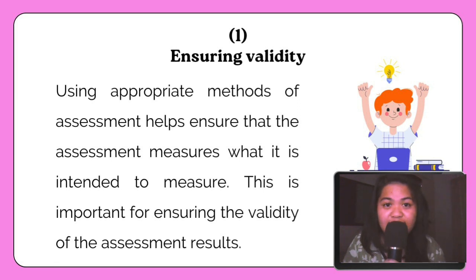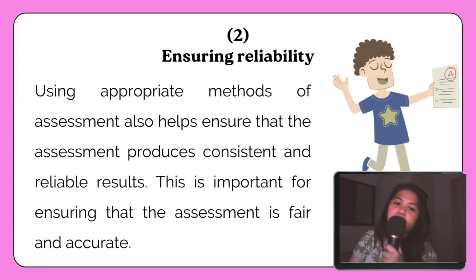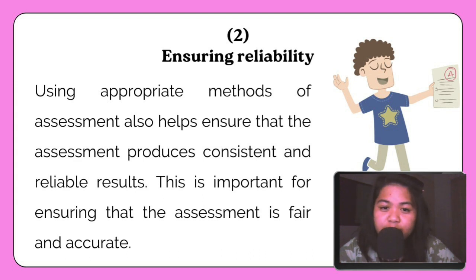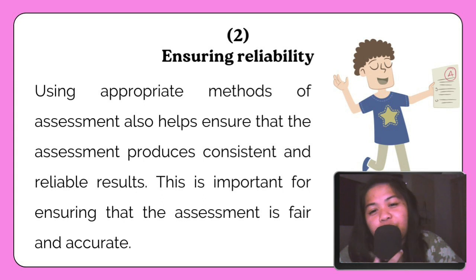So number two is ensuring reliability. So what is ensuring reliability? Using appropriate methods of assessment also helps ensure that the assessment produces consistent and reliable results. This is important for ensuring that the assessment is fair and accurate. So, to expound this text again, assessment must produce consistent and reliable results in addition to measuring what is intended.